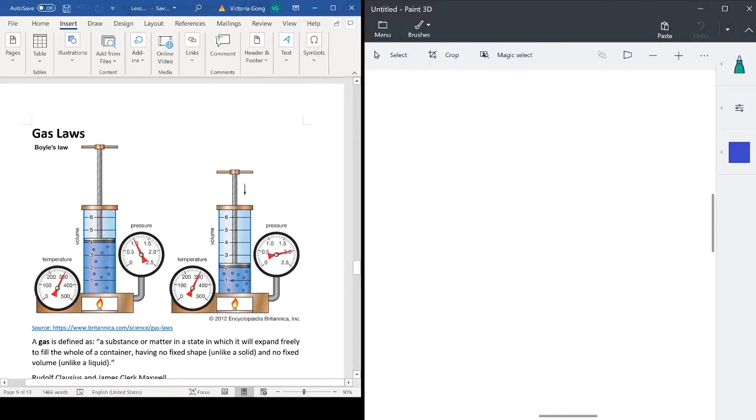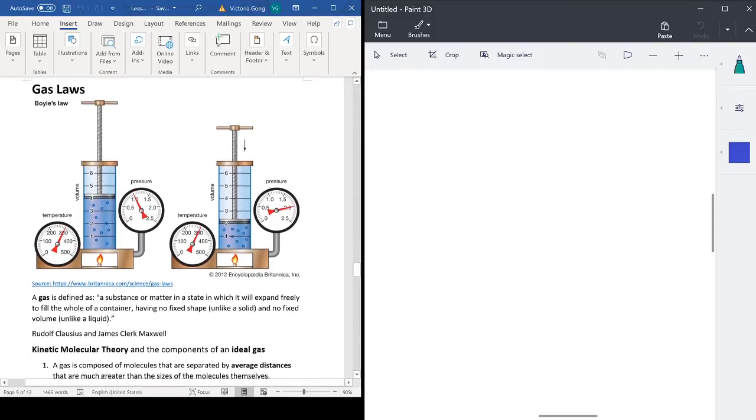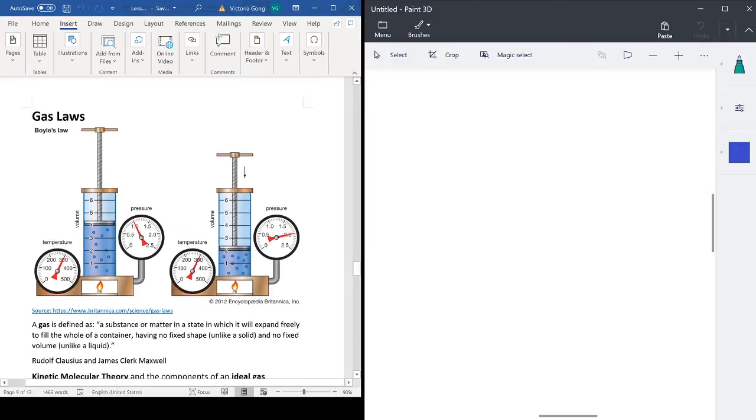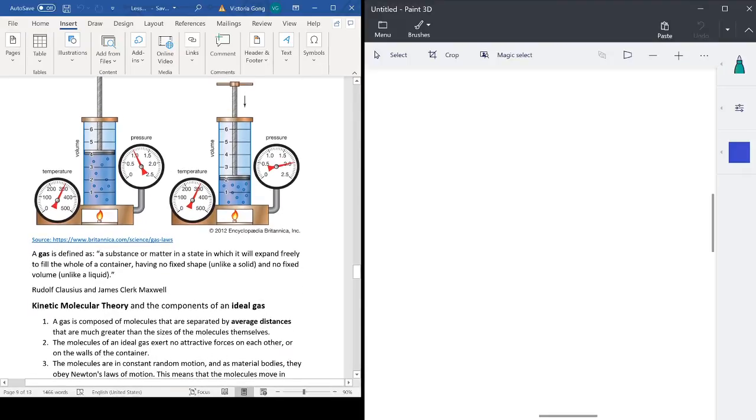So I've included this diagram because I think it shows what the essential components of a gas are, and we'll get to that later. Before we start talking about gas laws, I think we need to fully understand what a gas is. So a gas is defined.